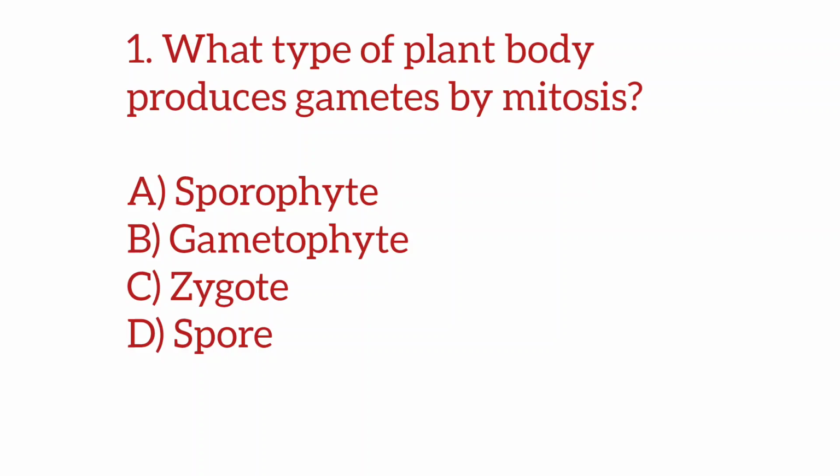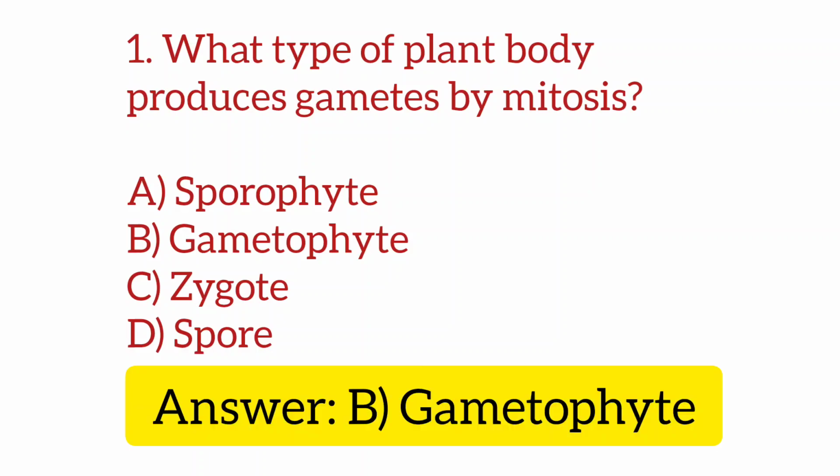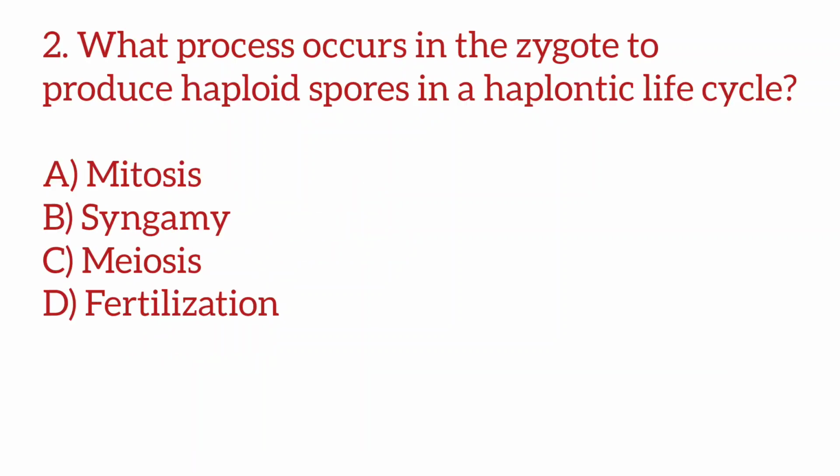1. What type of plant body produces gametes by mitosis? A. Sporophyte. B. Gametophyte. C. Zygote. D. Spore. Answer B. Gametophyte. 2. What process occurs in the zygote to produce haploid spores in a haplontic life cycle?